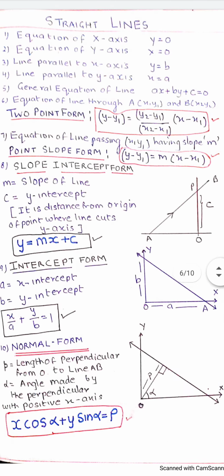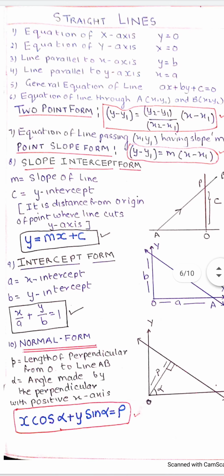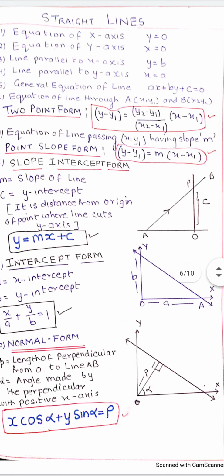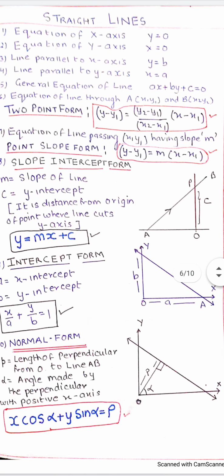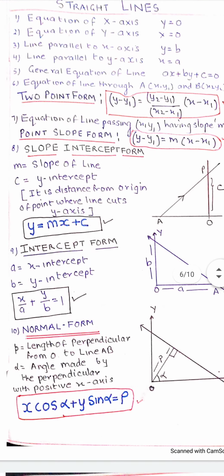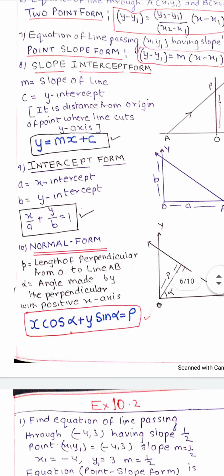Then we have the slope intercept form. The slope of a line is m, y intercept is c. Y intercept is the distance from origin, as you can see in the figure, of the point where the line cuts the y-axis. Y is equal to mx plus c.